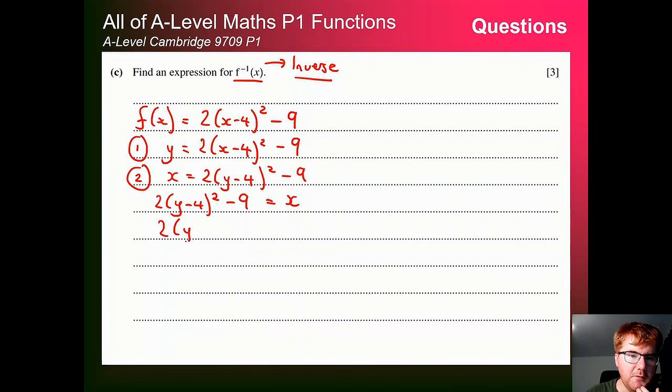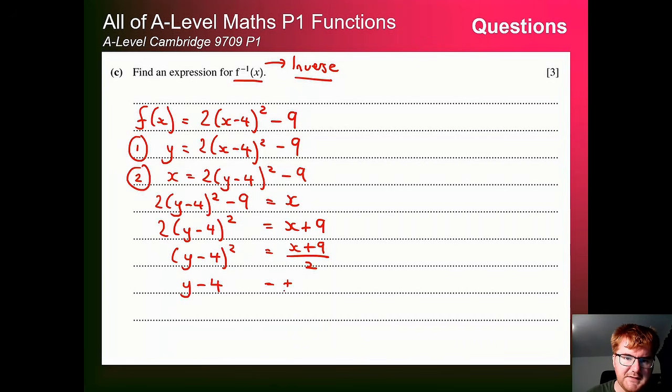That gives me then (2y minus 4) all squared is equal to x plus 9, and we divide through by 2. Again, get lots of practice at this. It comes up a ton. Then we're going to square root the functions. The opposite of squaring is square rooting, so we have to be careful. So we get y minus 4 is equal to plus minus the square root. Remember, if you're square rooting, you have a plus and a minus. And then we're going to add 4. So we get y is equal to 4 plus minus square root of (x plus 9) over 2.